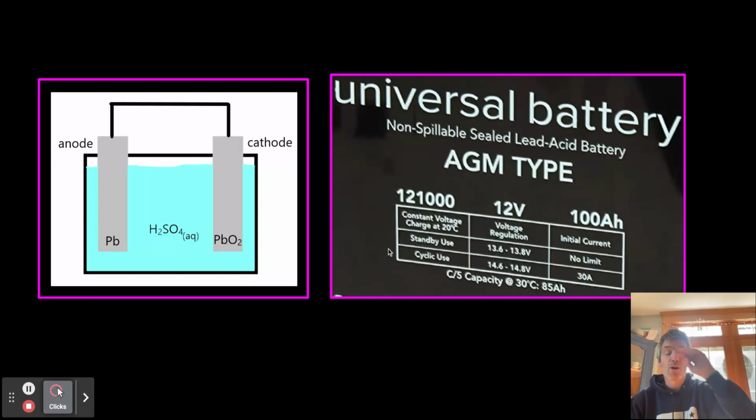And how about the car battery? What type of cell is that? Well, that's both. Because when it's running, when it's giving off and discharging, it's galvanic. But when it's charging, it's acting like an electrolytic cell.